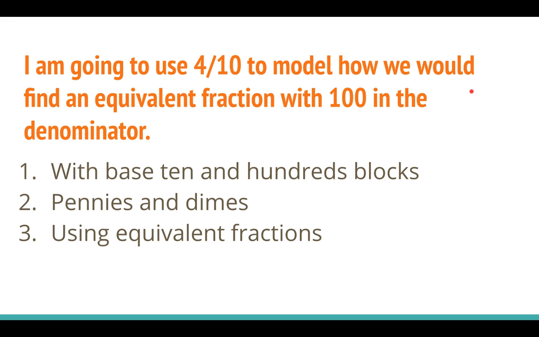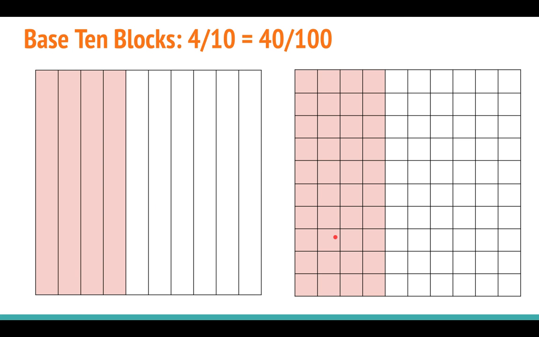So I'm going to use 4/10 to model how we would find an equivalent fraction with 100 in the denominator. That means I'm going to have 4 out of 10 equals something out of 100. I'm going to show you with base 10 and hundreds blocks, with pennies and dimes, and then using equivalent fractions. My first way is base 10 blocks. If I had 4/10, this is what it would look like. I would have my 10 base 10 blocks, and 4 of them would be shaded in. That's 4 out of 10 shaded in.